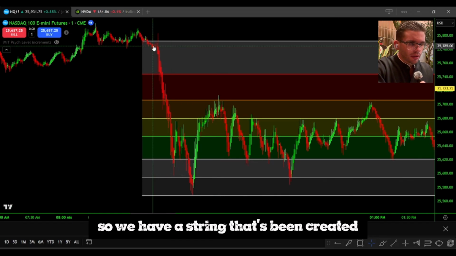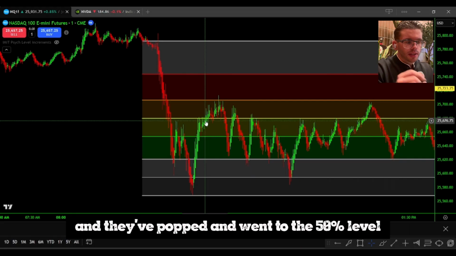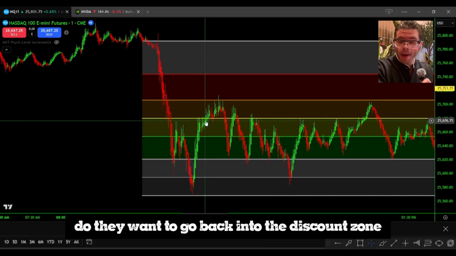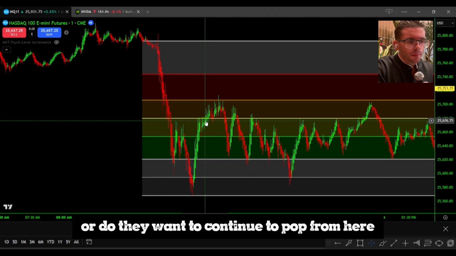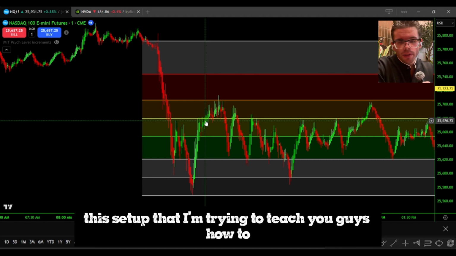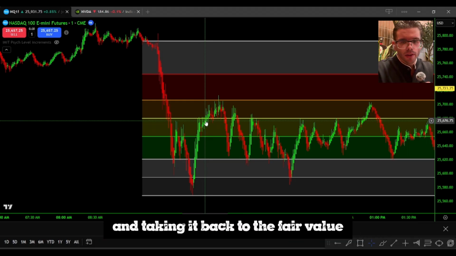So we have a string that's been created. They made the decision in the discount zone, and they've popped and gone to the 50% level. Now, this is where the algorithm needs to decide: do they want to go back into the discount zone to get a better price before distributing, or do they want to continue to pop from here and go straight to the 78 level? Ideally, this setup that I'm trying to teach you guys how to use is grabbing a trade from the discount zone and taking it back to the fair value.